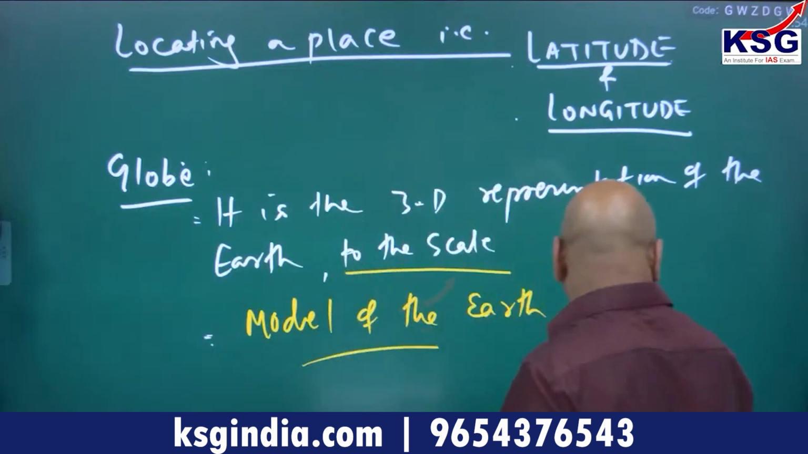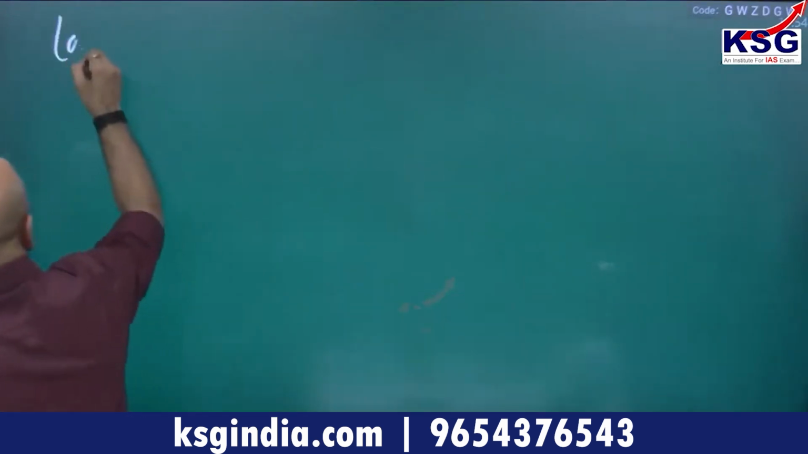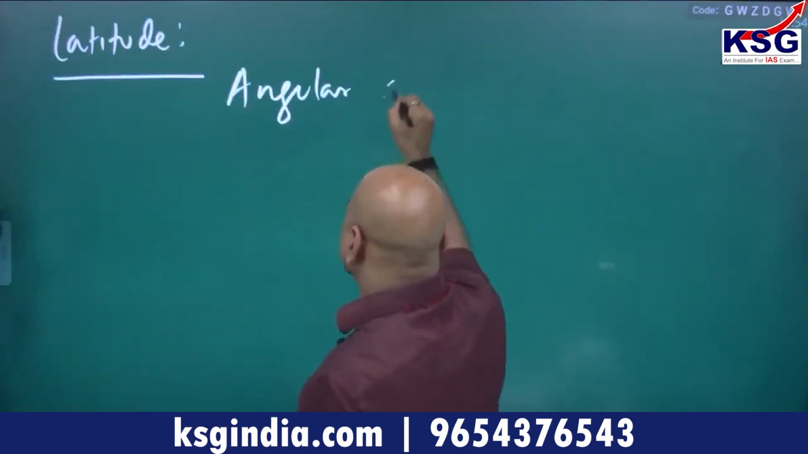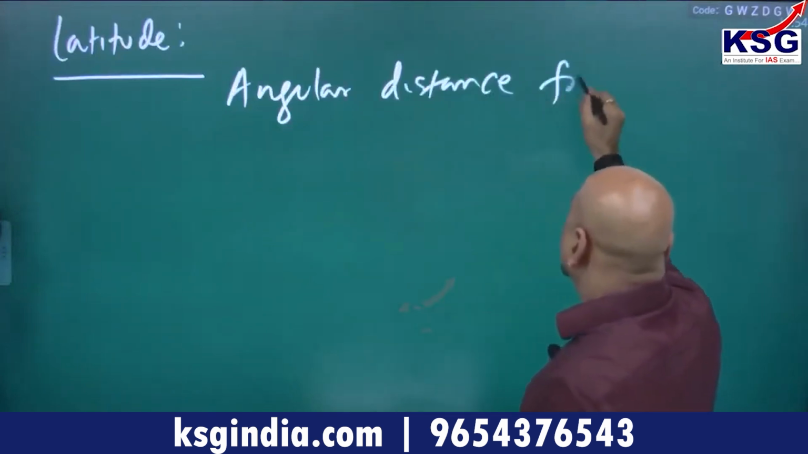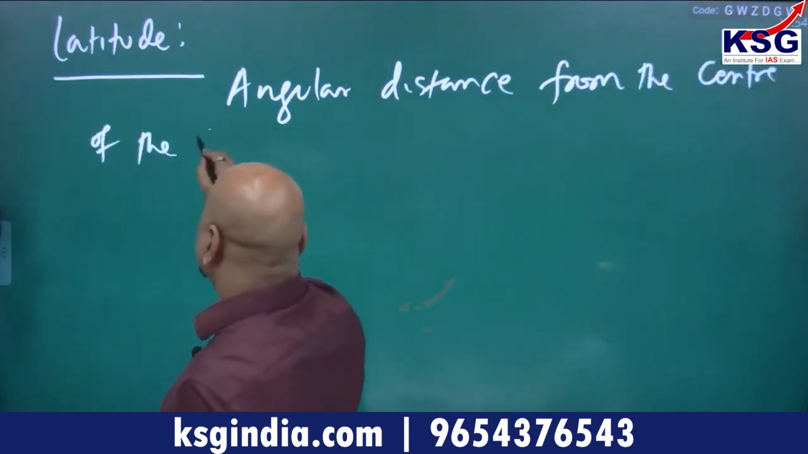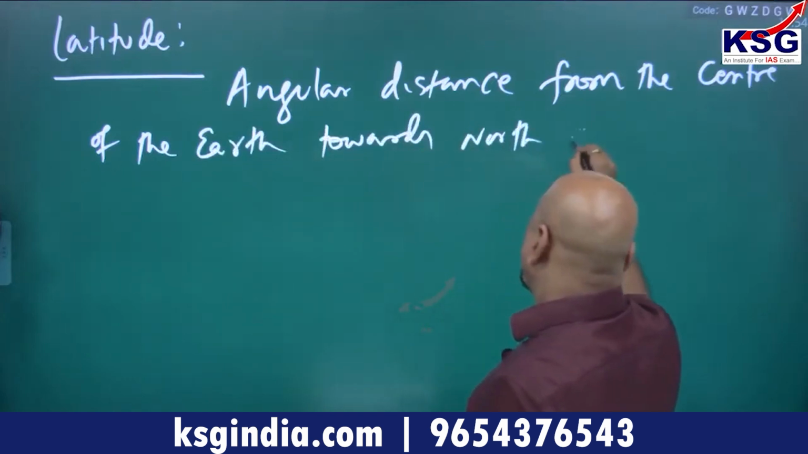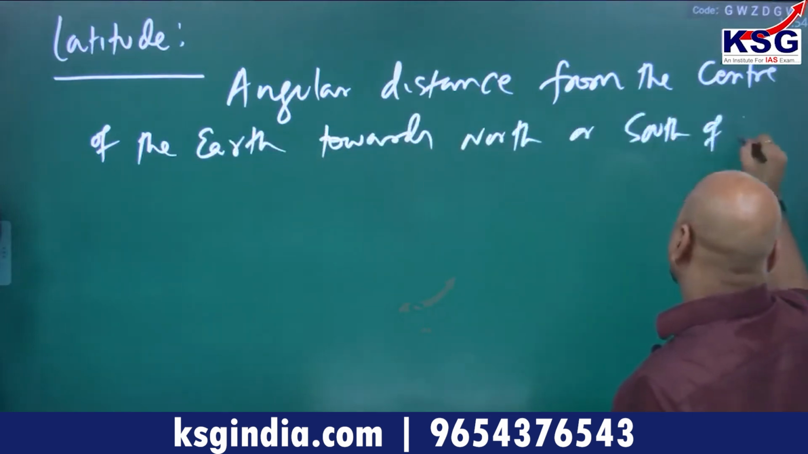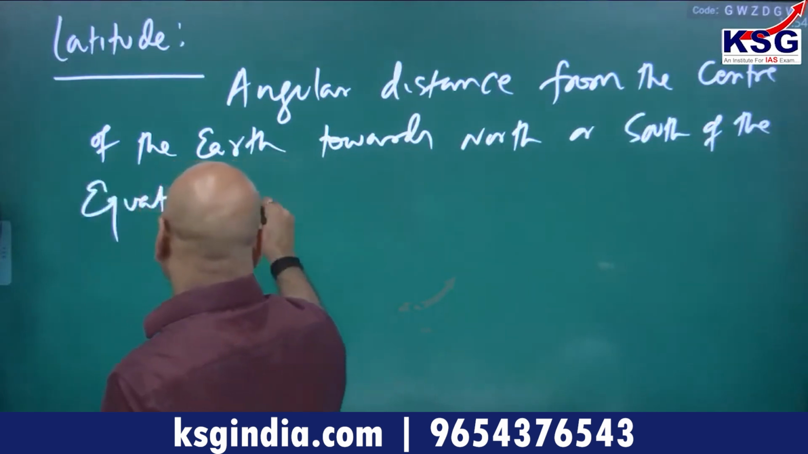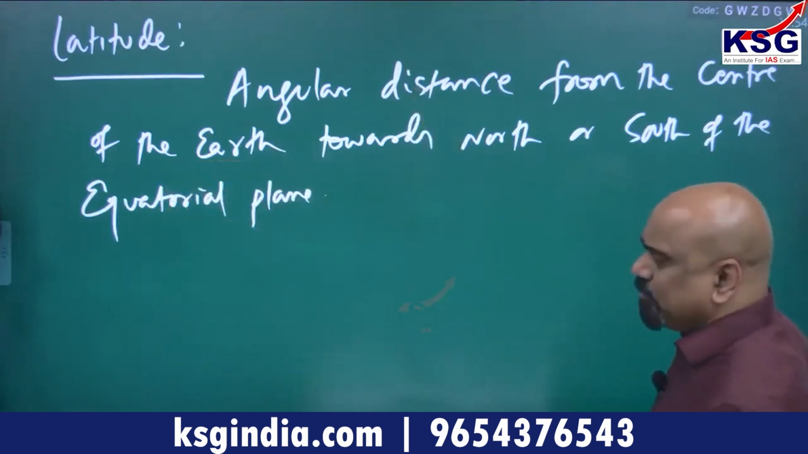What is a latitude here? Latitude क्या है? Latitude, what is this latitude? Latitude, note down here, angular distance from the center of the earth, towards north or south of the equatorial plane, okay. Angular distance from the center of the earth towards north or south of the equatorial plane is latitude.